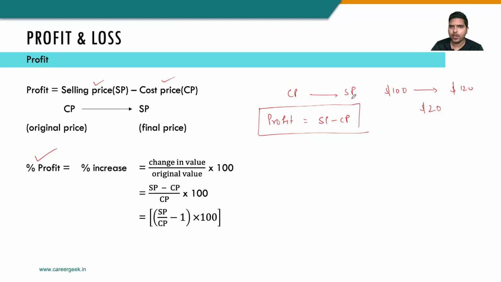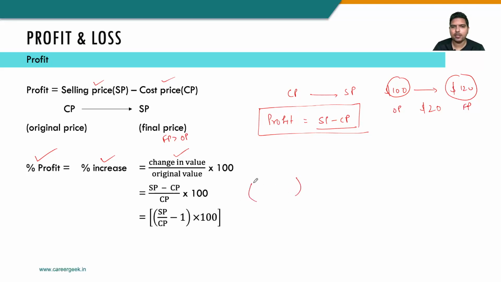Now, in profit, the final price is greater than the original price, right? We have seen this in the case of percentage increase. So percentage of profit is the same as percentage of increase. Now what is percentage of increase? Smaller value becoming the larger value. So the smaller value is always the original value. So the formula is the change, or the difference, upon the original value, into 100. So what is the difference? SP minus CP, right? SP minus CP upon CP into 100.